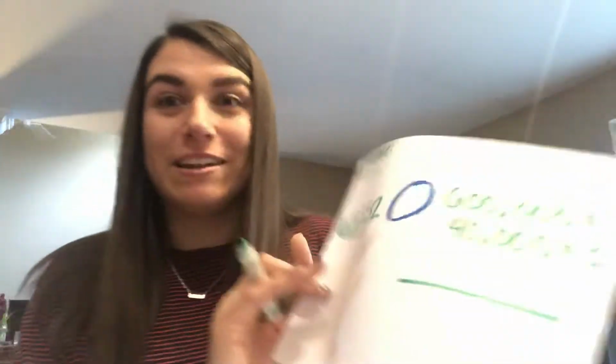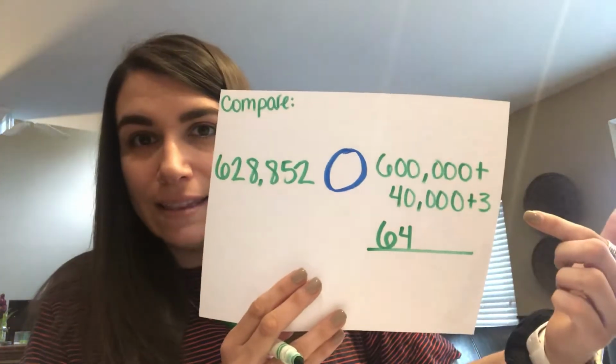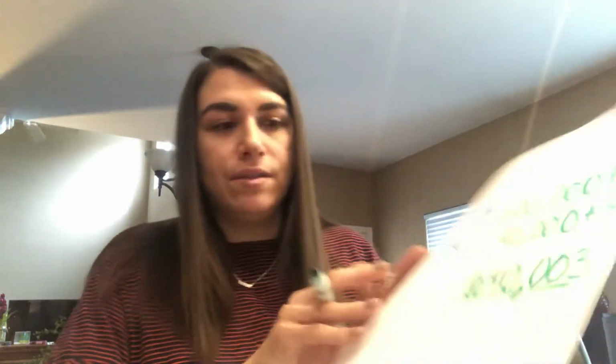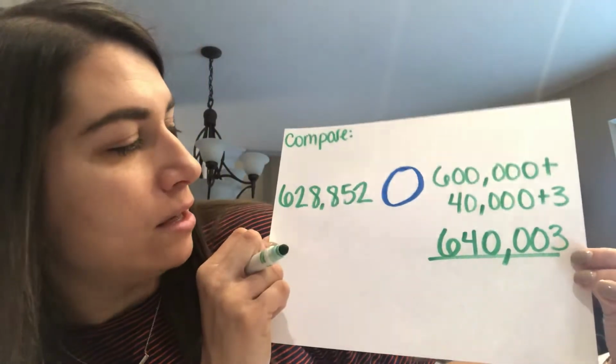All right, so I'm gonna change this to standard form. So it's 600,000 plus 40,000 plus 3. So I'm gonna have something in my 100,000s place, the 6. Then I'm also going to have something in the 10,000s place, the 4. There's nothing in the thousands place. There is nothing in the hundreds place, and there is nothing in the tens place, but there is that 3 again in the ones place.